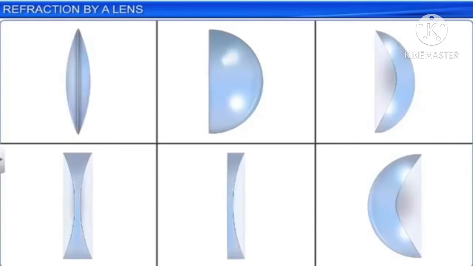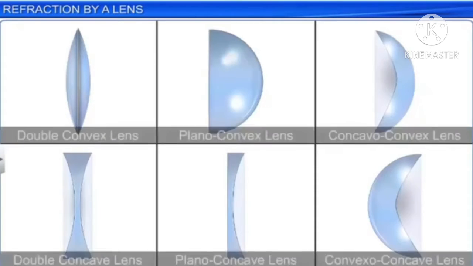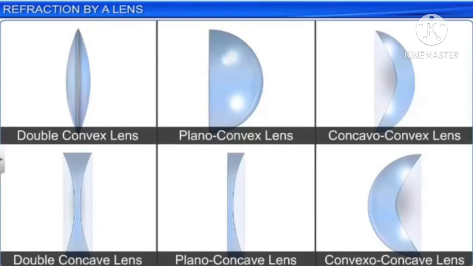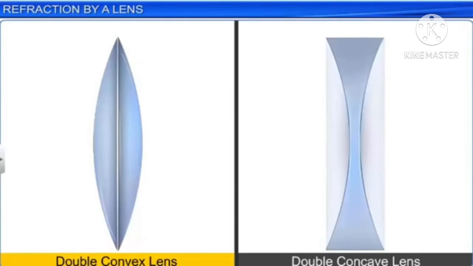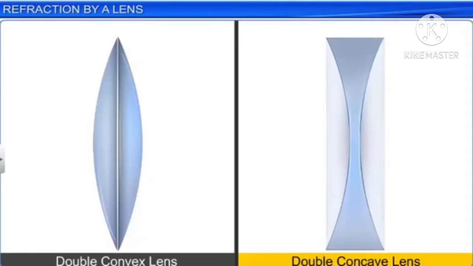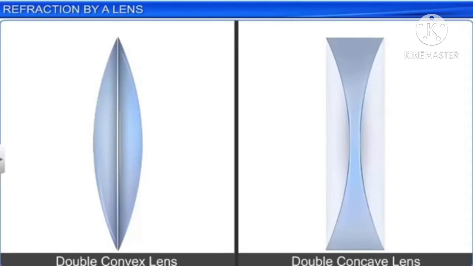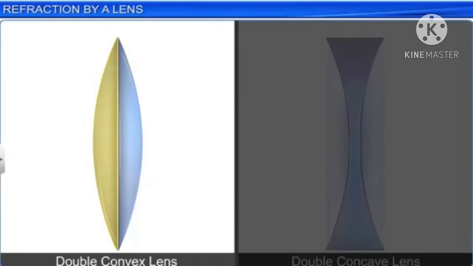A lens is a transparent material bound by two surfaces, of which at least one is spherical. Lenses are classified based on the curvature of the spherical surfaces. Two of the most useful lenses are the double convex lens and the double concave lens. If both the surfaces are convex, the lens is called a double convex or a biconvex lens.